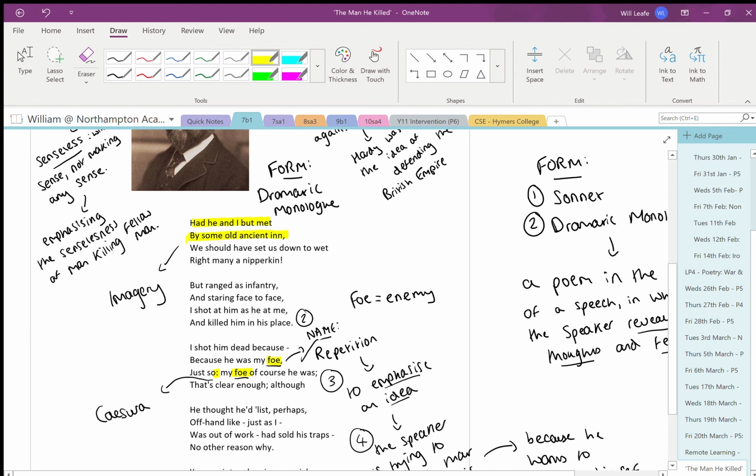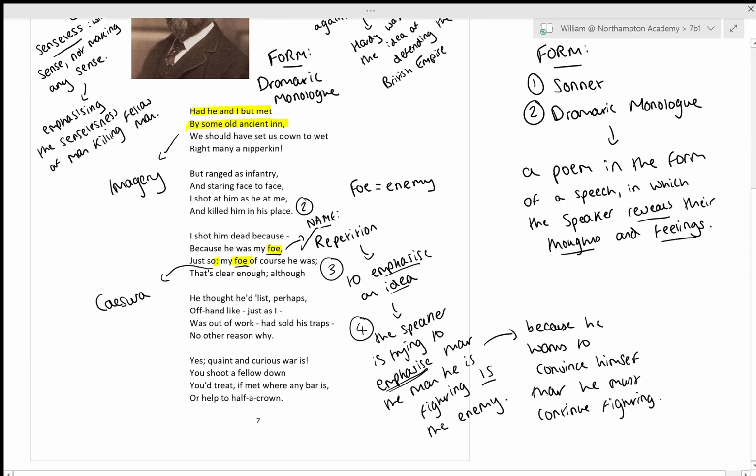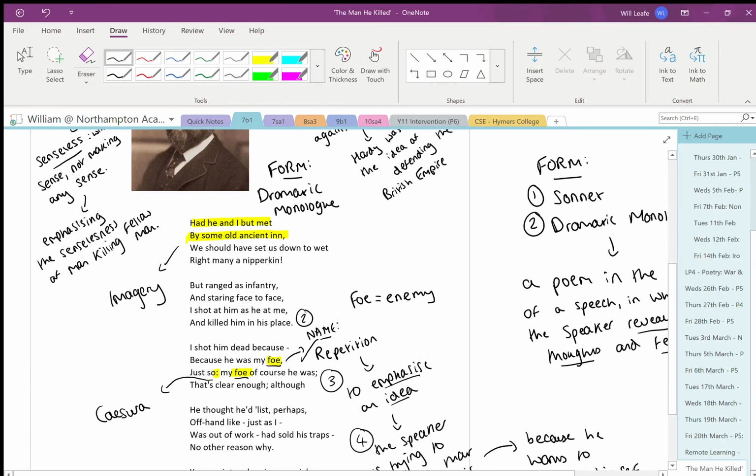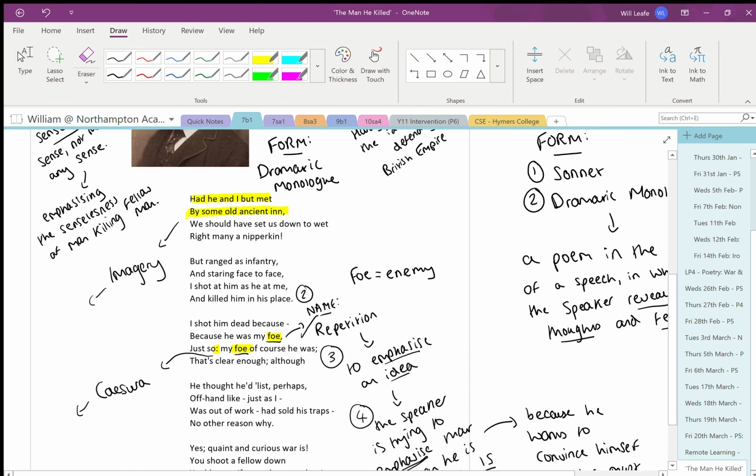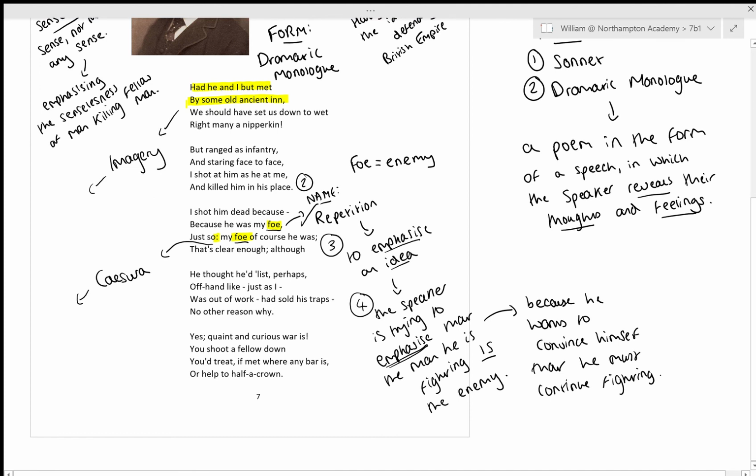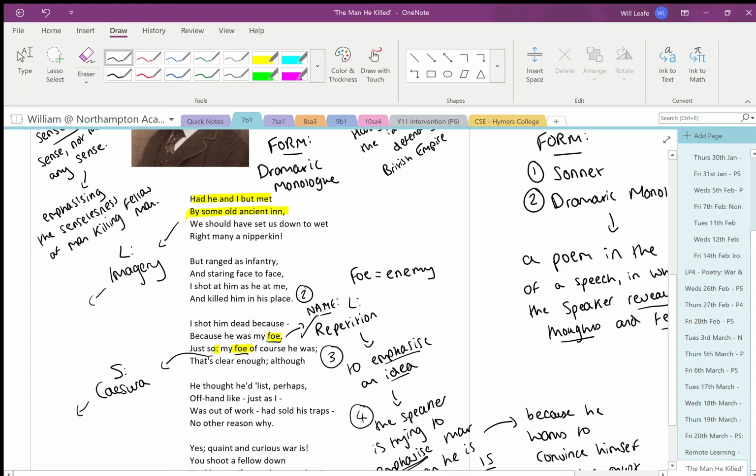So you guys now need to go off and follow the 4 steps to annotating, but doing it please with imagery and caesura. I've shown you where they are. So remember, you need to explain the effects of those 2 techniques. One of them is a language technique, imagery, and one of them is structure, caesura. And you need to follow that 4-step process to annotating.